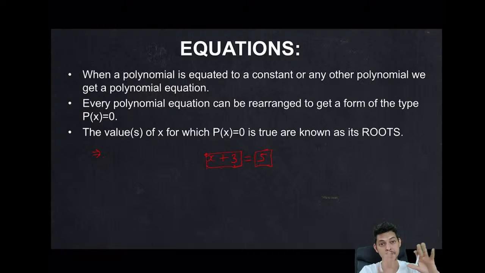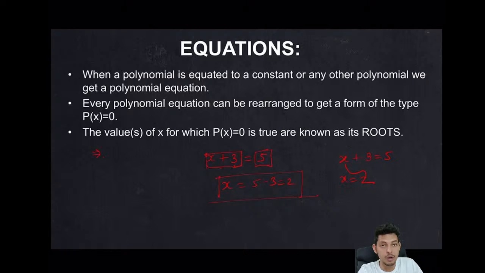But mathematically the process is much easier, okay. All you have to do is shift 3 to that side, you get 5 minus 3, which is 2, okay. And this is my solution. X is equal to 2 is a solution of what? It is a solution of the polynomial equation x plus 3 equal to 5, okay. And you can verify it.